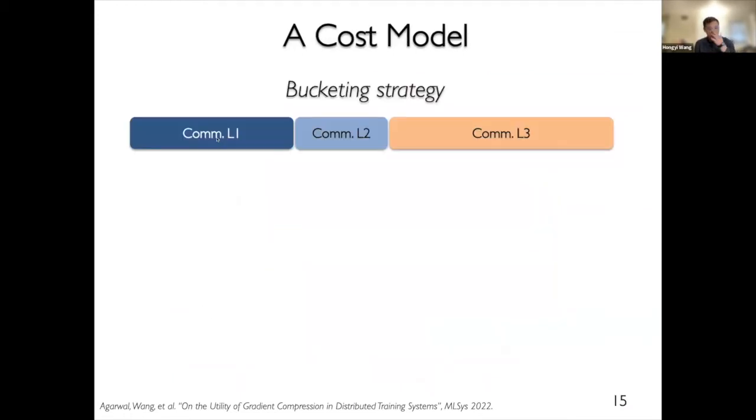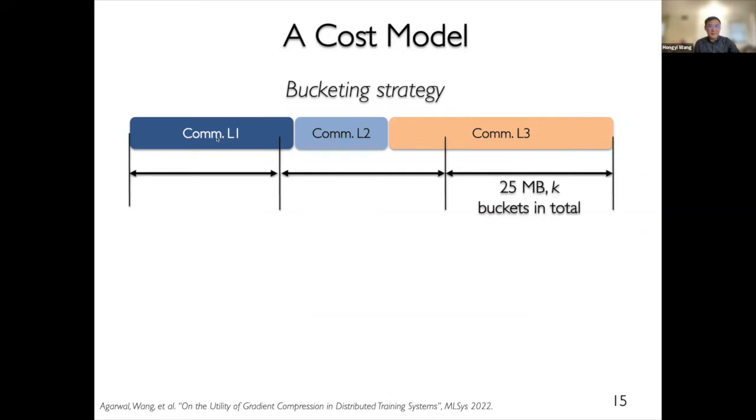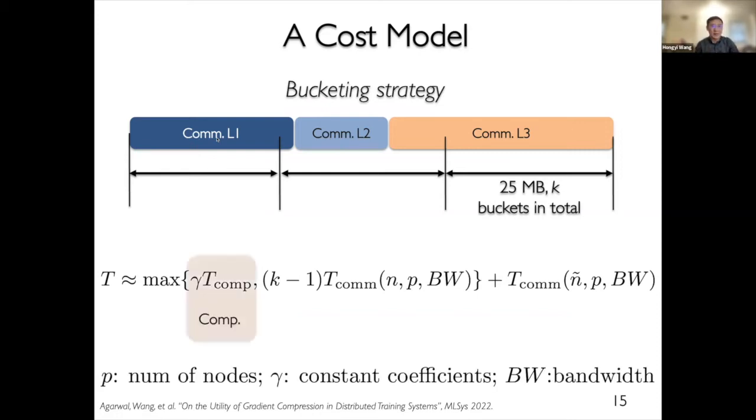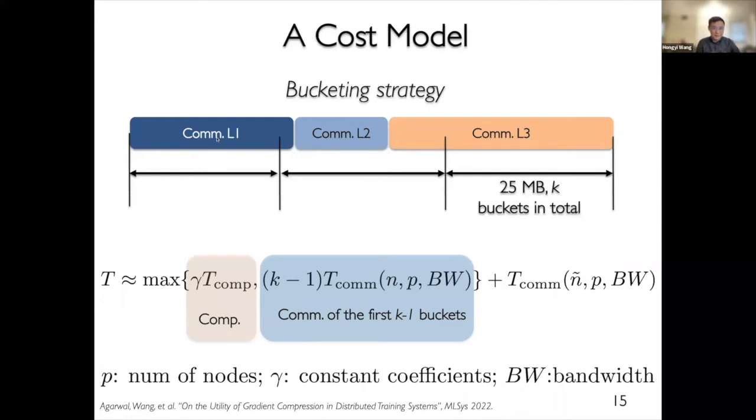So with that, can we actually build a cost model to capture this in practice? If we consider the common strategy called the bucketing strategy, where we split the gradient into a few buckets based on their size, we can cut or aggregate the gradient, and we can build the cost model in this kind of format. The first term captures how the computation can be overlapped with the communication of the first k-1 buckets. And then we also capture the communication of the last bucket. So it seems to be a straightforward communication model.